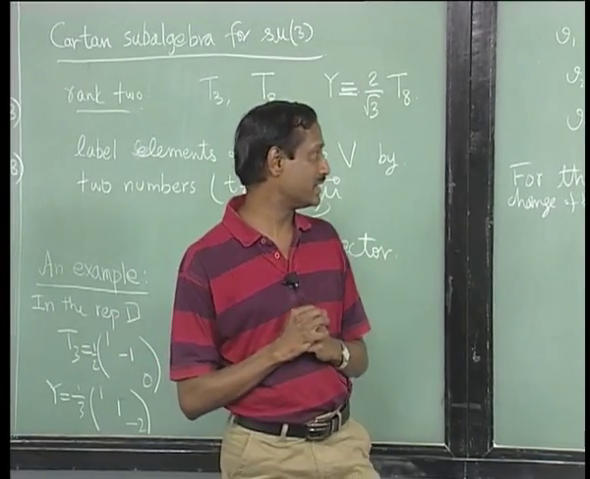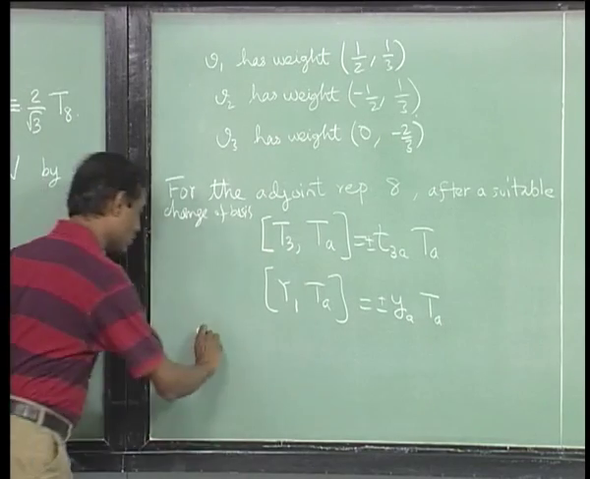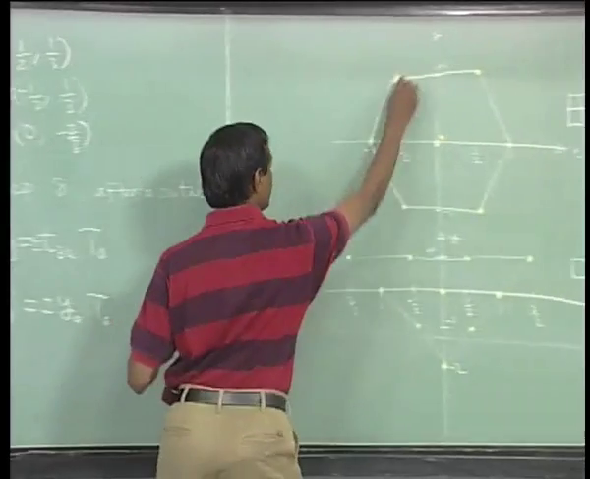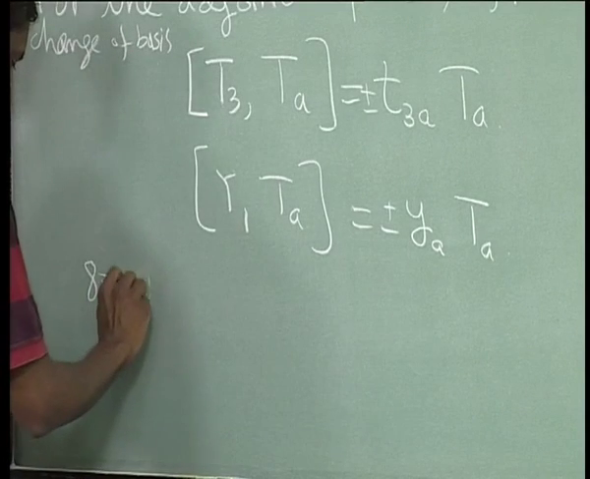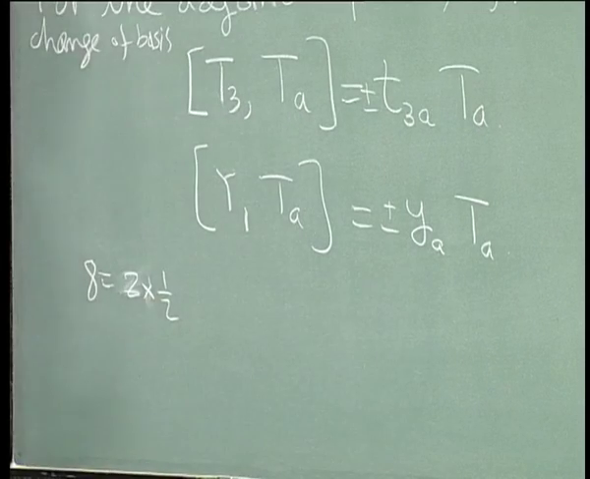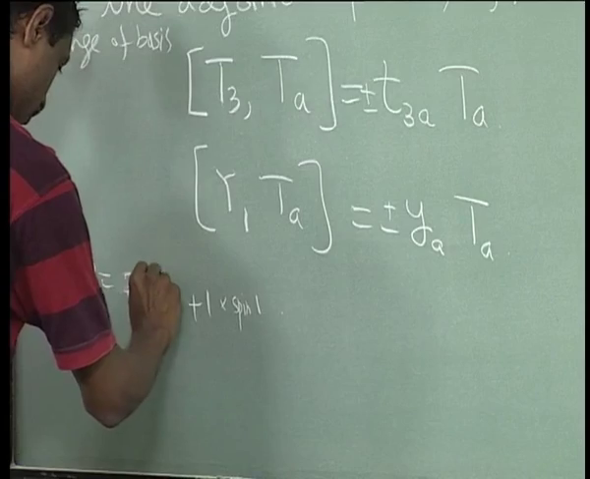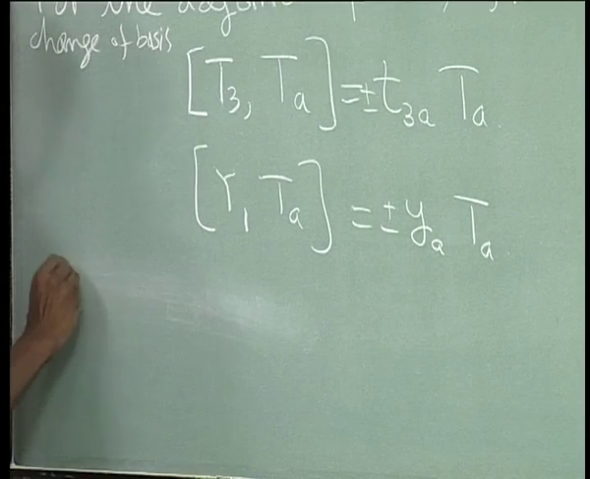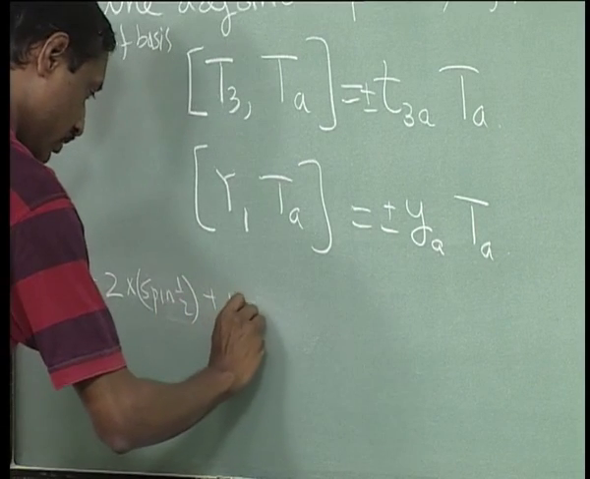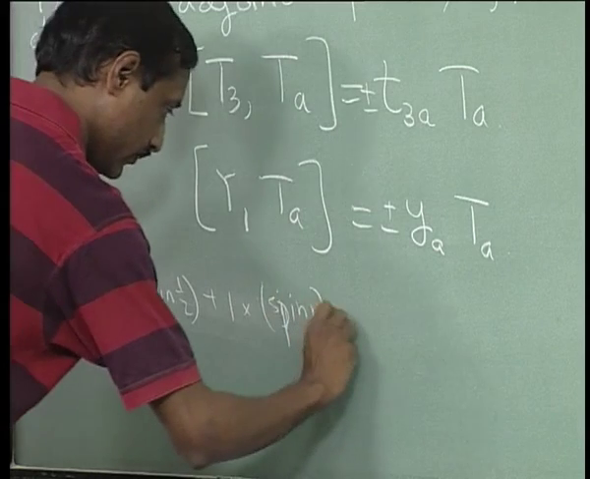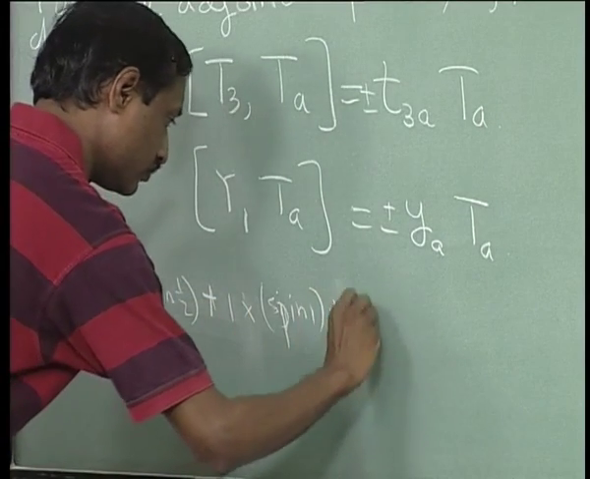So you can see that if you just look at it as a decomposition, the statement I am making can be understood in this form: the 8 of SU3, looking at this particular SU2 subalgebra, breaks up into 2 copies of spin half representation, plus 1 copy of spin 1, plus 1 copy of spin 0.